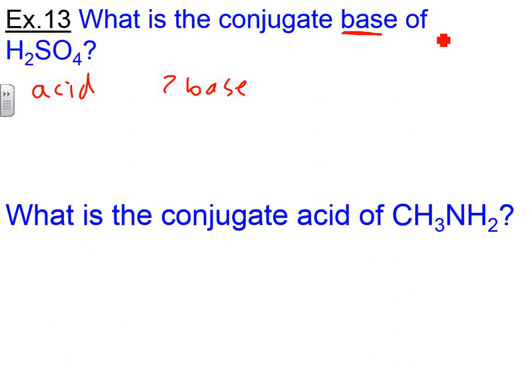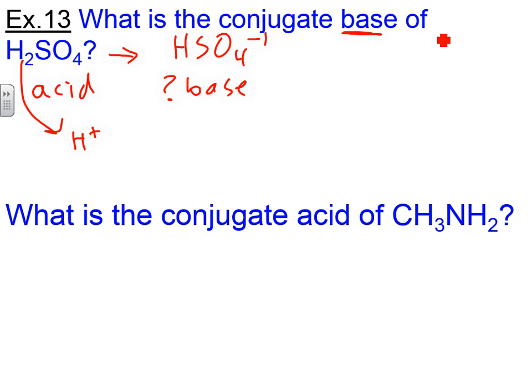An acid, by definition, gives up an H+. So this will give away an H+, and what will result is HSO4, but because we removed a positive ion, we now have a -1 charge. This is actually bisulfate, or hydrogen sulfate ion. And this is the conjugate base. This is the answer, in other words.